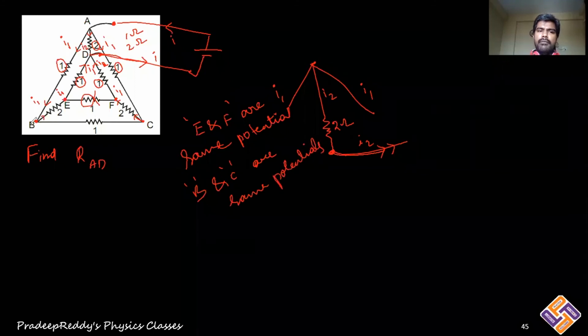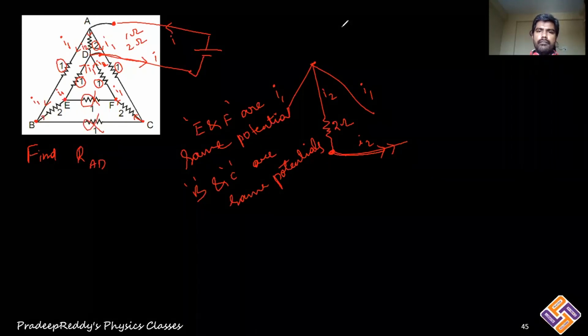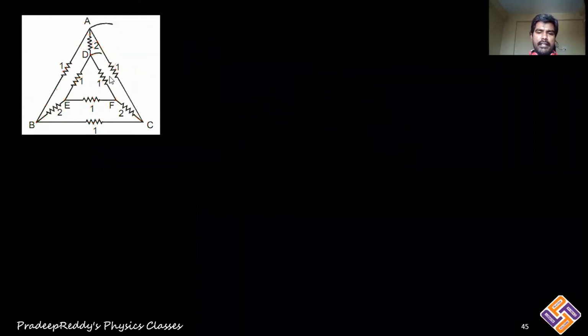Therefore, between two points at the same potential, no current flows, so you can remove this. You can remove these two resistors because E and F are at the same potential. Now you can redraw the circuit. I'll redraw the same circuit by removing these resistors.